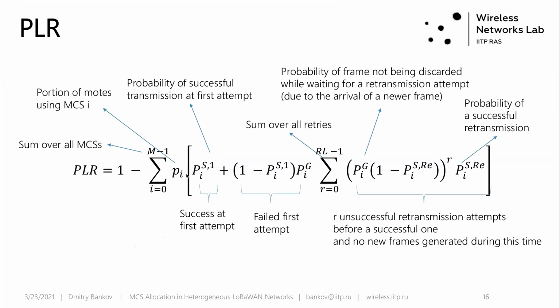So here in square brackets, we have a P success value. And we also introduce the P_i value, which is the probability that a mode uses MCS i, or it is a portion of modes which use MCS i. For example, these portions are set by the gateway when it assigns the MCSs to different modes. And if we calculate 1 minus this value, we obtain the packet loss ratio for modes in the considered LoRaWAN network.